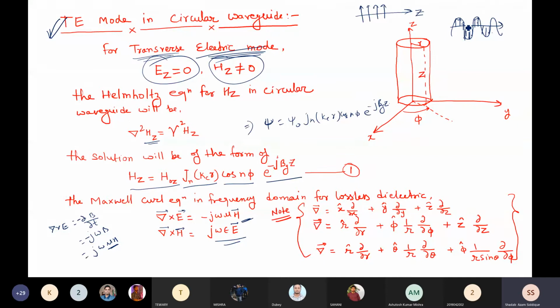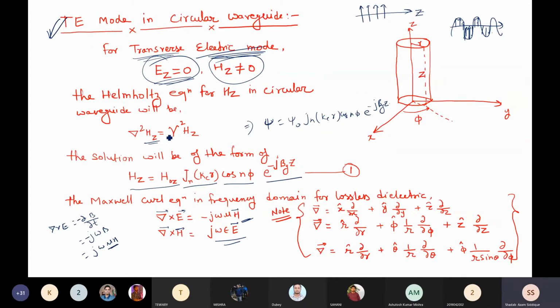So the electric field will be, suppose this is the z direction, if I am talking about rectangular coordinates. If the propagation is in the z direction, then for the transverse electric, the electric field will be in either the x direction or the y direction. So perpendicular to z, that means x or y will be there, z will not be there. So that means the Ez component is equal to 0. Similarly, we do not talk about z.